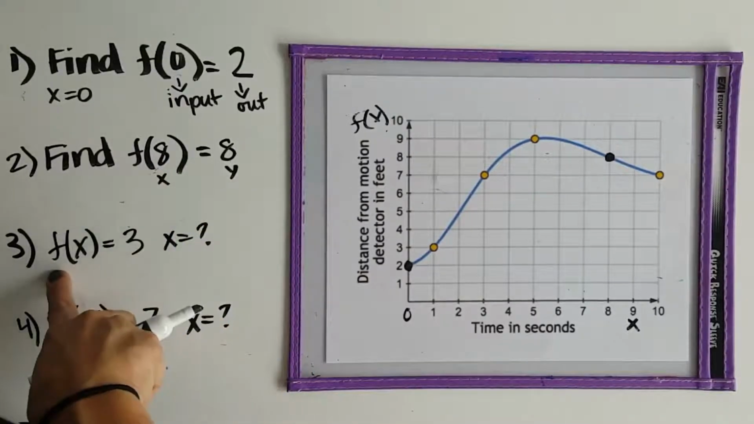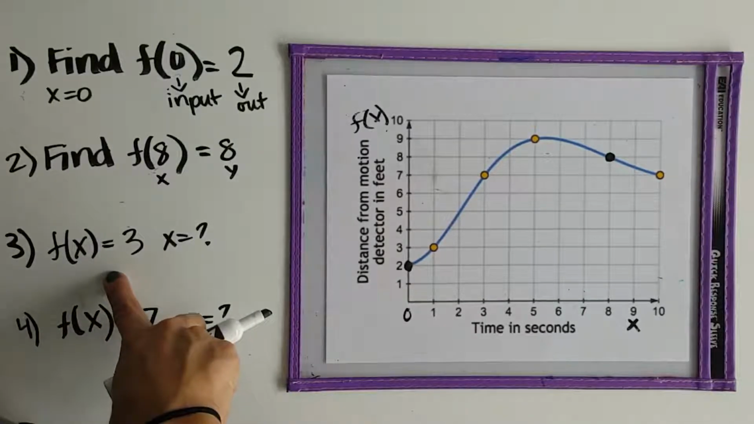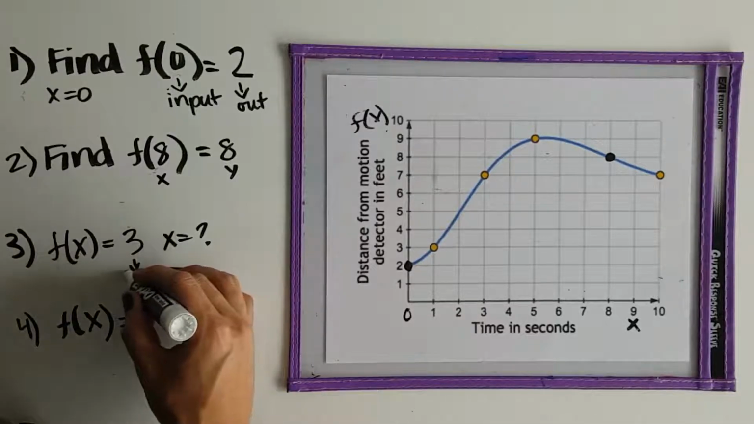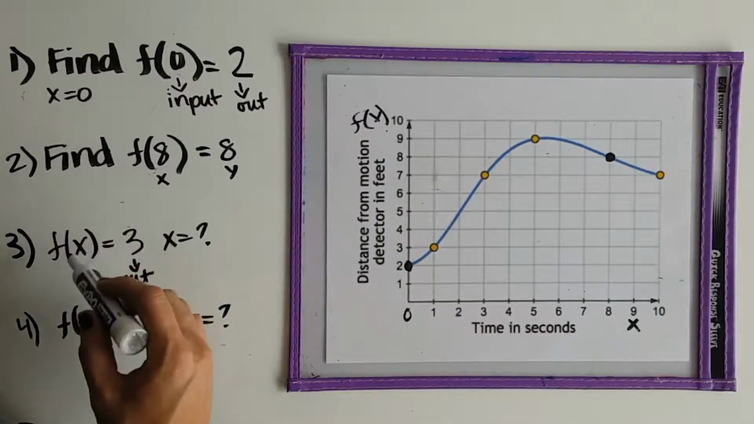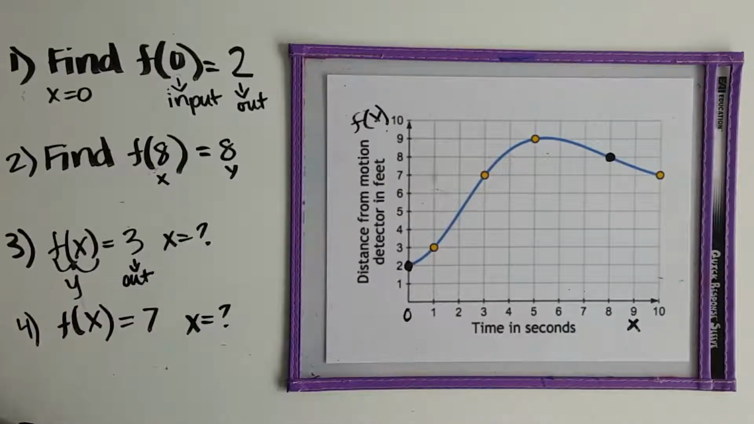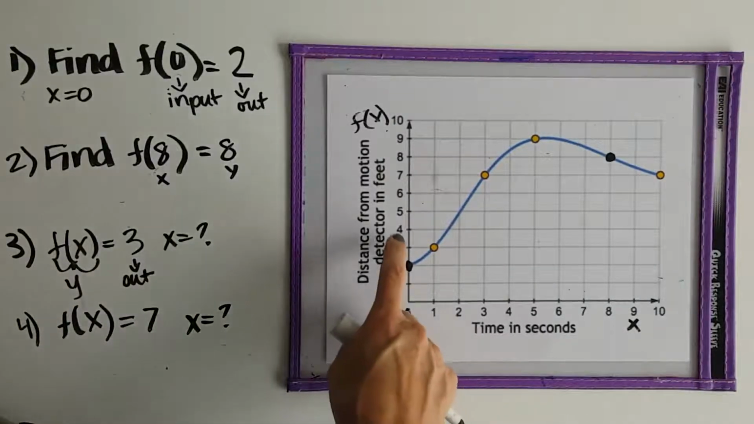Well, now we're given f of x is equal to 3. And they're asking us what x is because this time they give us the output. Remember, f of x is just a fancy way of saying y, so essentially this says y is equal to 3. So this time I'm going to go up to where y is 3.